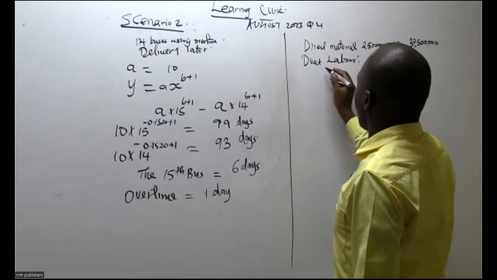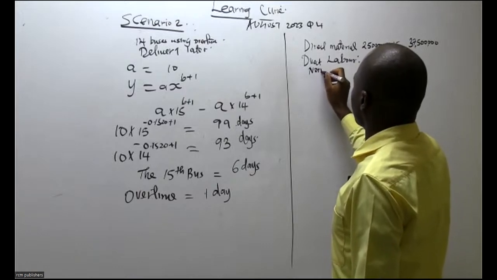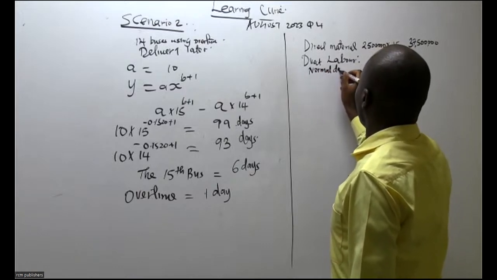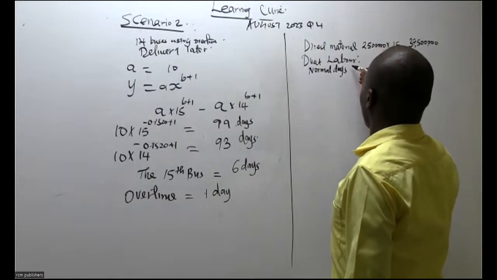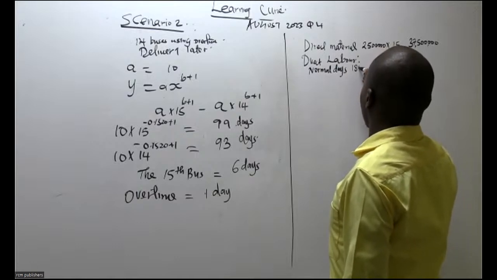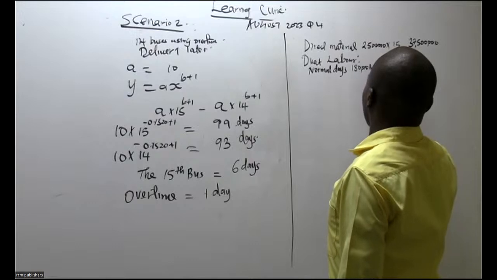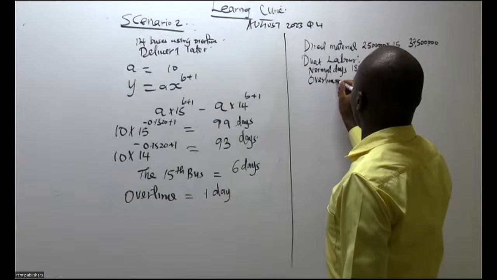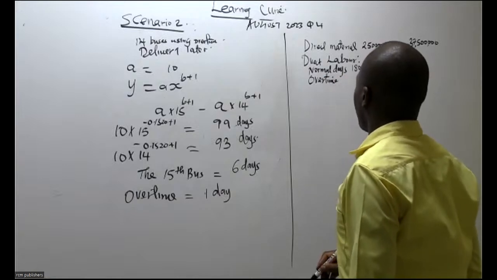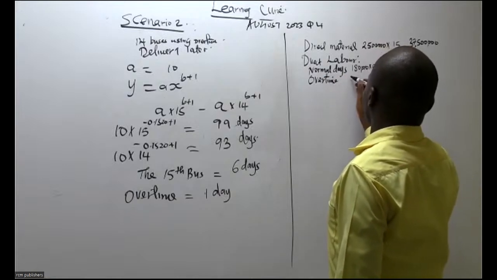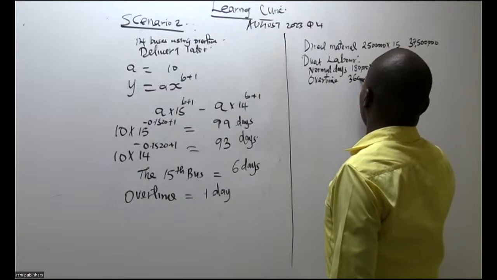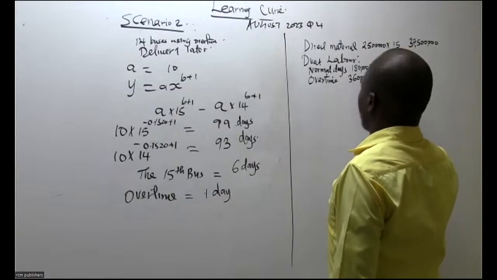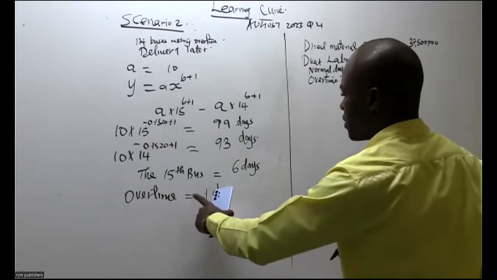After direct material, I need direct labor. My direct labor is divided into normal days, which is equivalent to 180,000 by the normal days. Then we have overtime, which is equivalent to 360 times the overtime number of days, which is 1.